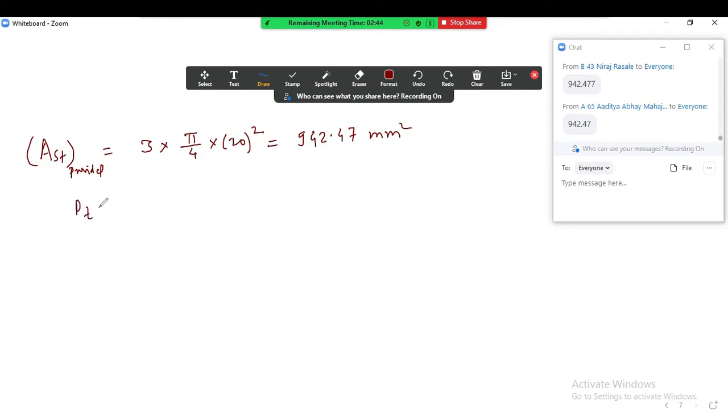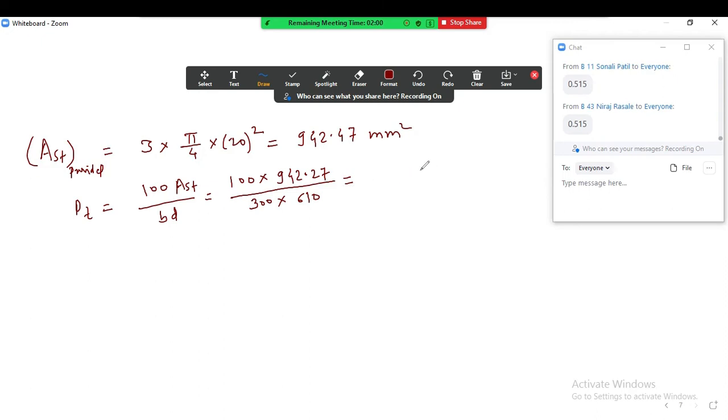So percentage of steel, pt, is 100 into Ast, 100 Ast divided by bd. Just put the values in the formula. So 100 into Ast provided, 942.47, divided by b, which is the width 300, and d is 610. 0.51. Okay, so 0.51%. This is the percentage of steel we are providing at the bottom.